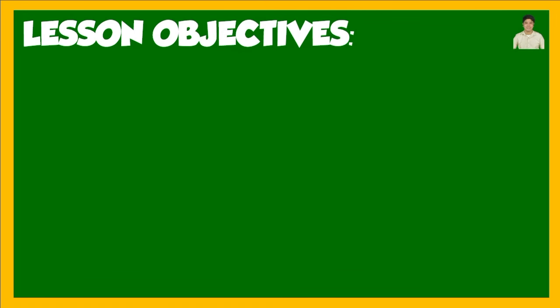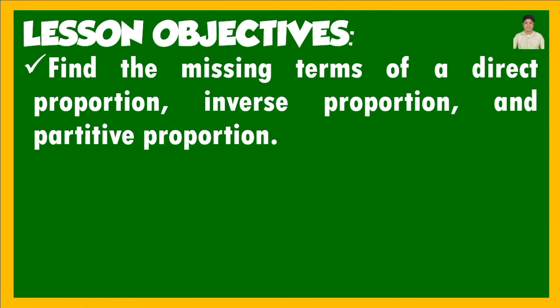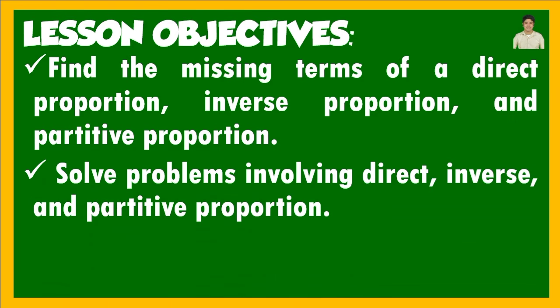So, for our lesson objectives, first, find the missing terms of a direct proportion, inverse proportion, and partitive proportion. And after that, we shall proceed to solving word problems involving direct, inverse, and partitive proportion.